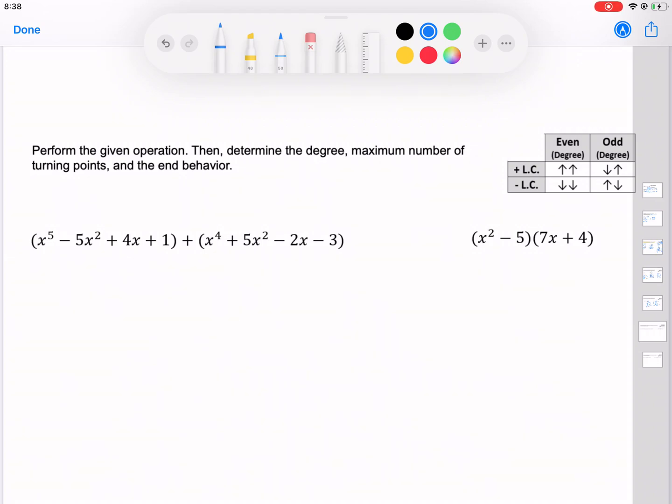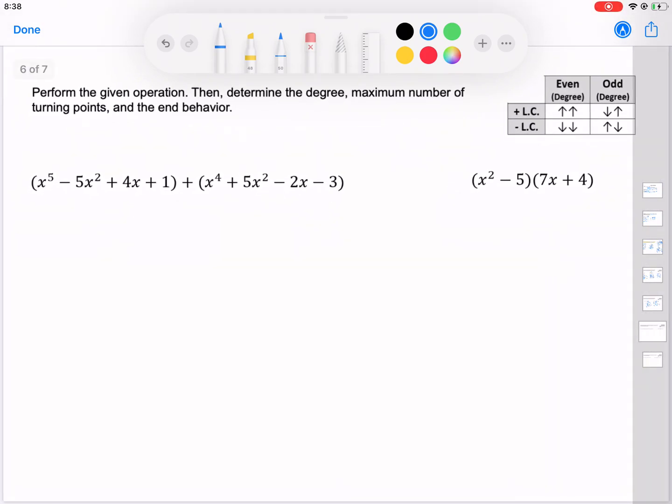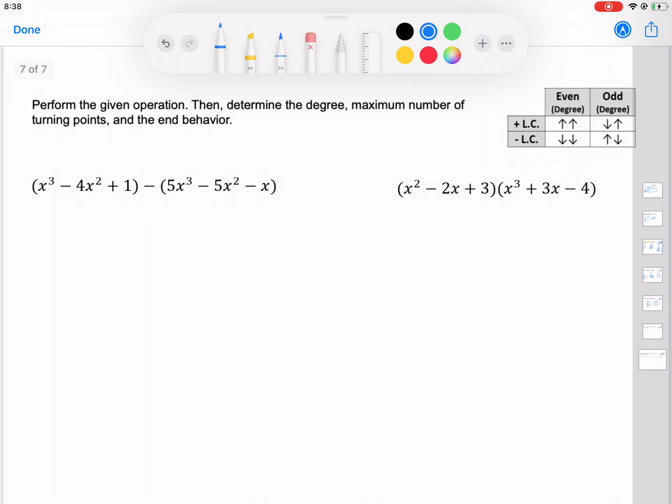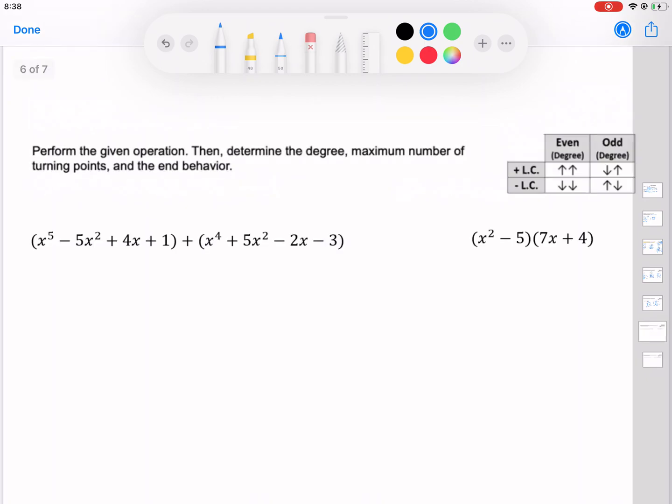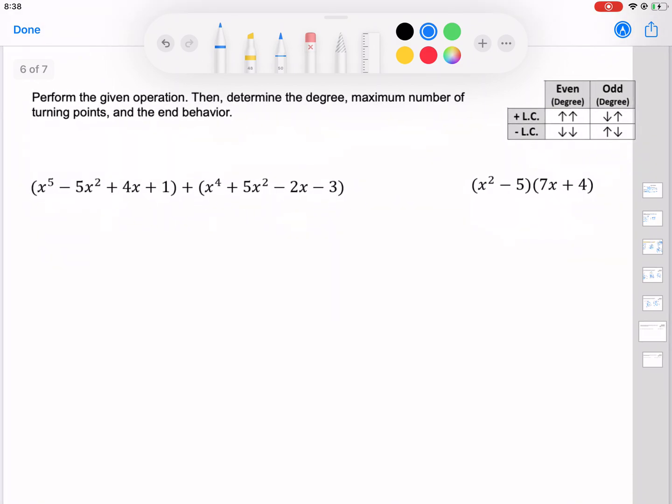Many of you probably won't need to actually watch this video because this is just going back to basics. Can you add polynomials? Can you multiply? Can you subtract them and multiply? And then still find the degree, maximum number of turning points, and end behavior. But if you want to follow along with any of these, feel free.